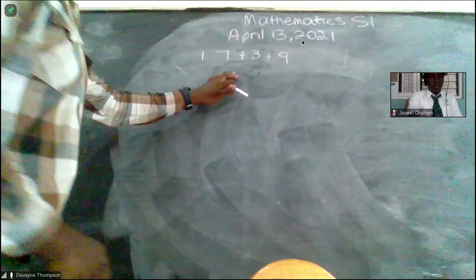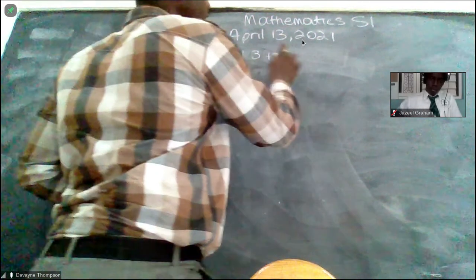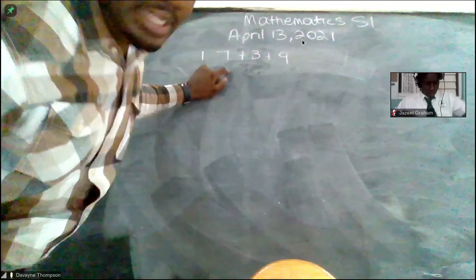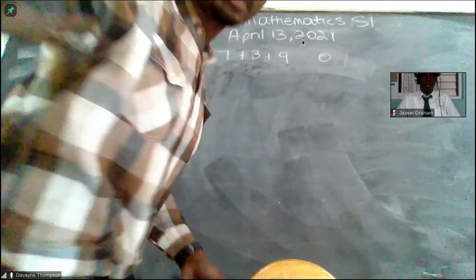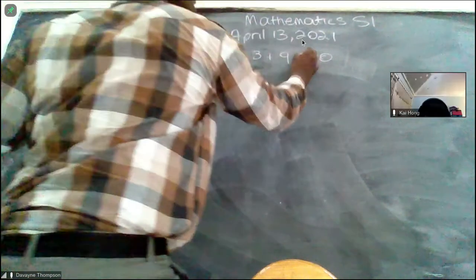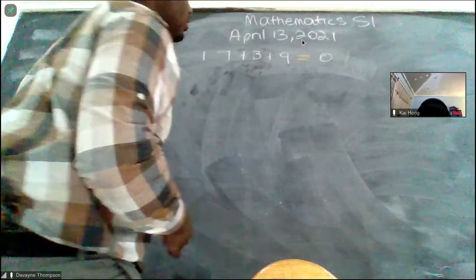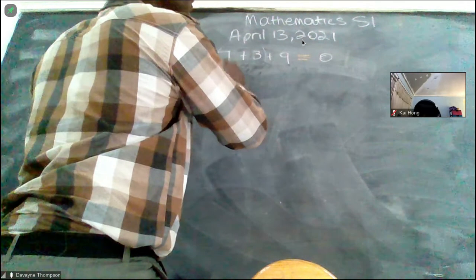Alright? So 7 plus 3 plus 9. Using the formula, we know that there are 3 terms. The first term is 7, the second term is 3, and the third term is 9. By the way, the 7 and 3 are in brackets. So you have bracket 7 plus 3, bracket plus 9. This is the same thing as saying bracket A plus B, bracket plus C. Everybody agreed?